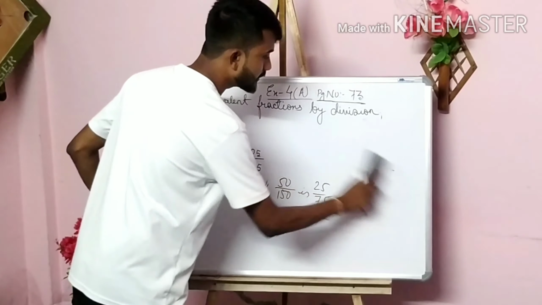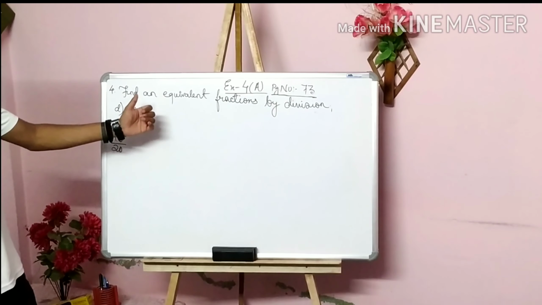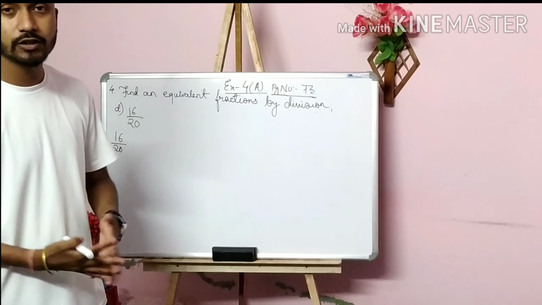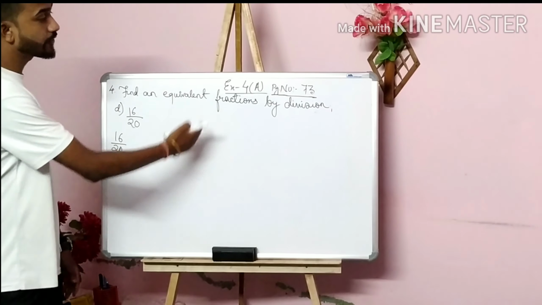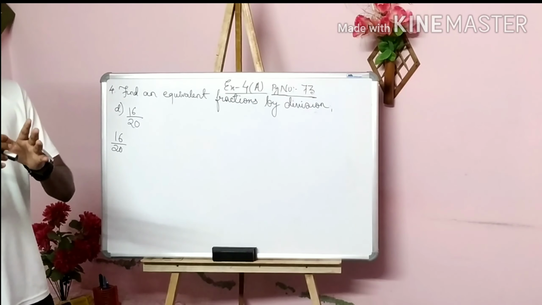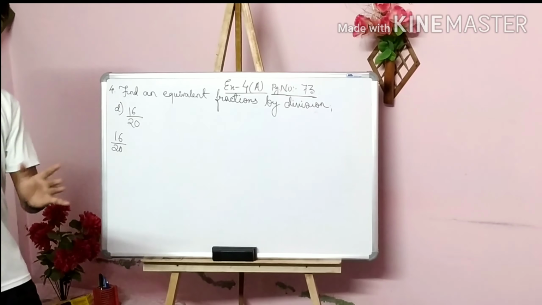So I'm rubbing this one. Students, we have seen that in the earlier questions we had to find the equivalent fractions by multiplication only. Now we are going to find the equivalent fractions by division. Okay. So the rules are the same for both question number 3 and question number 4. In question number 3, what have we got?